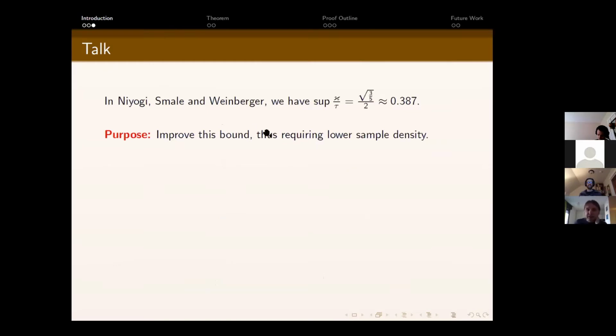So this is what we want to discuss here. The topic of this talk is how to improve the required density of the sample, if you try to do something similar to what Niyogi, Smale and Weinberger did. A natural measure of the required density is this ratio here between the Hausdorff distance between the sample and the manifold compared to the reach.